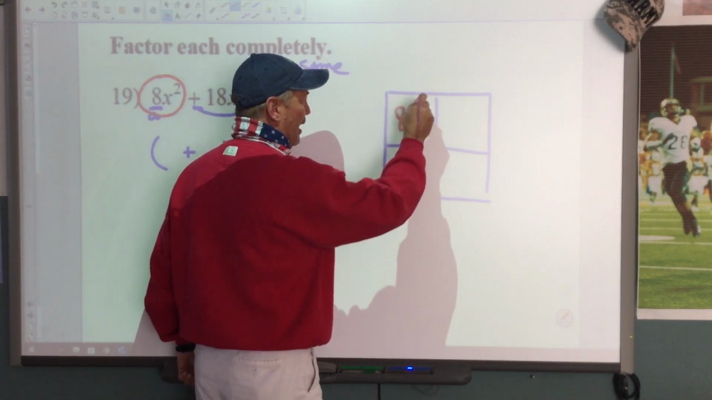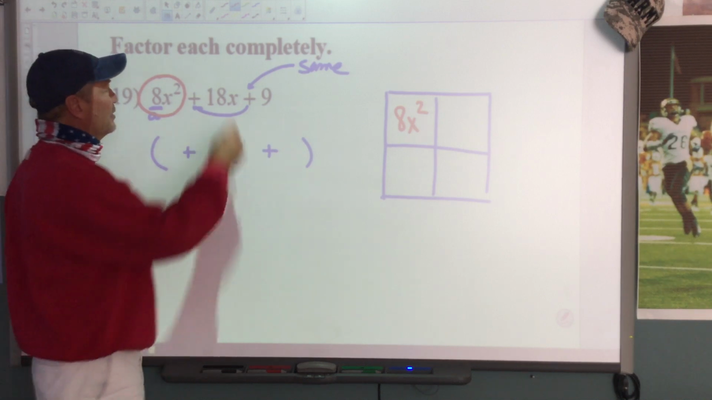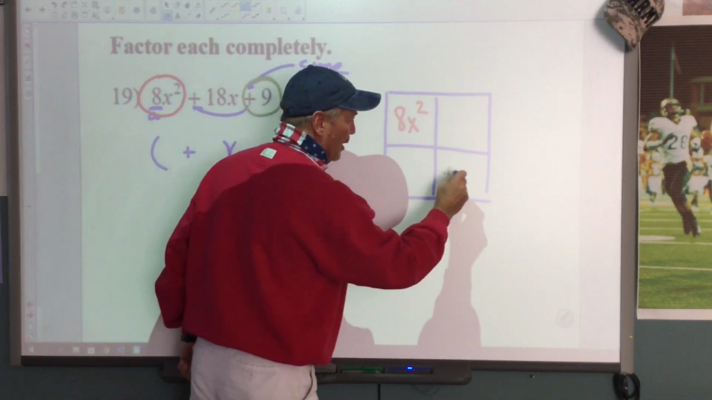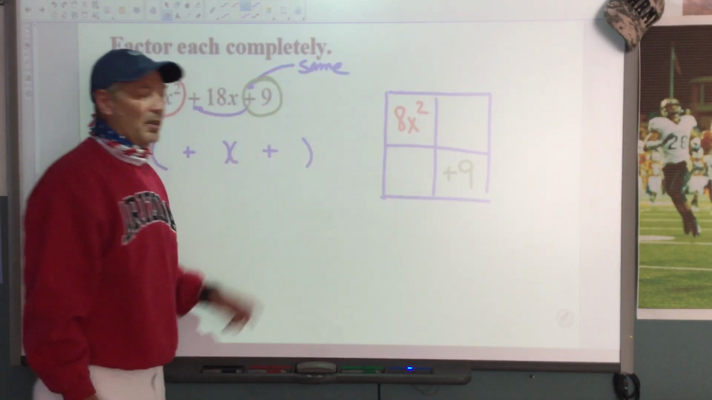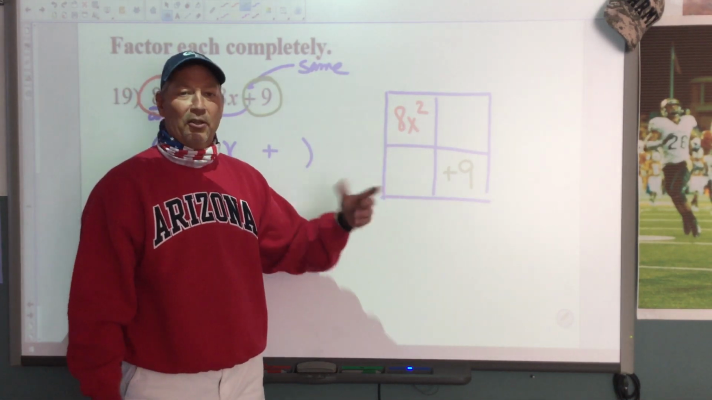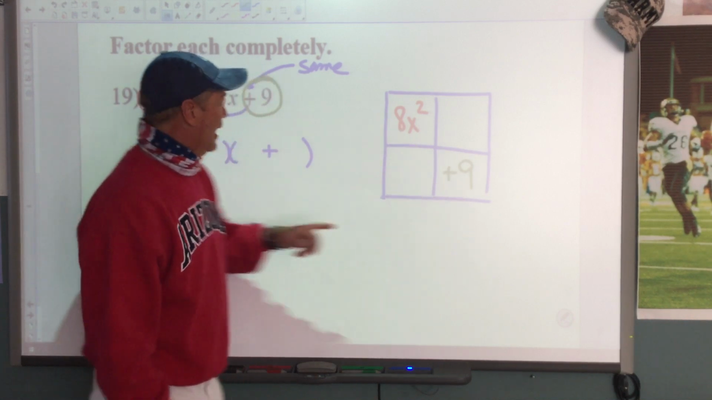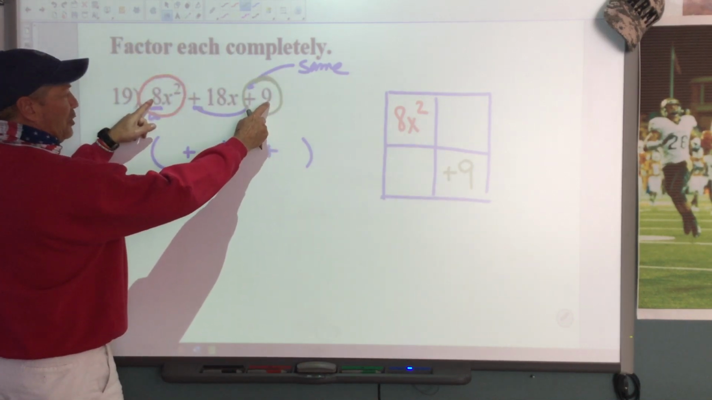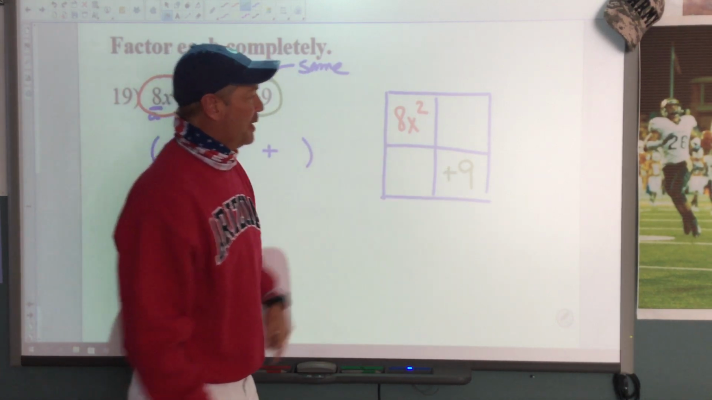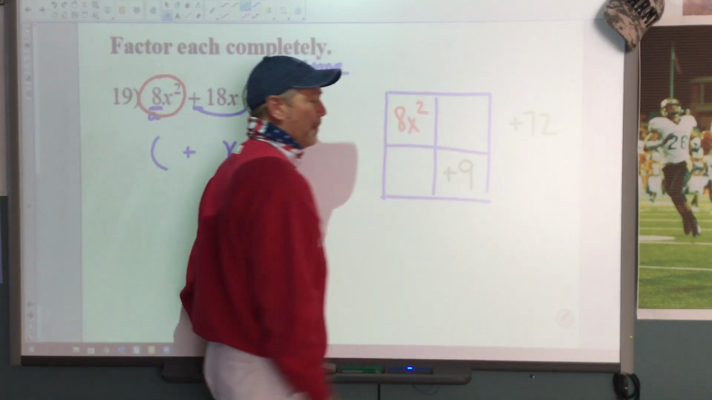8x squared. I'm going to ask you to take this guy, the last term, and put him in the bottom right. That's where they have to go. And now, just like on the previous problem, we're going to ask you to multiply. What is 8 times 9? I need you to multiply the leading coefficient and the back number. I need you to multiply these together. And 8 times 9 should give me a positive 72.